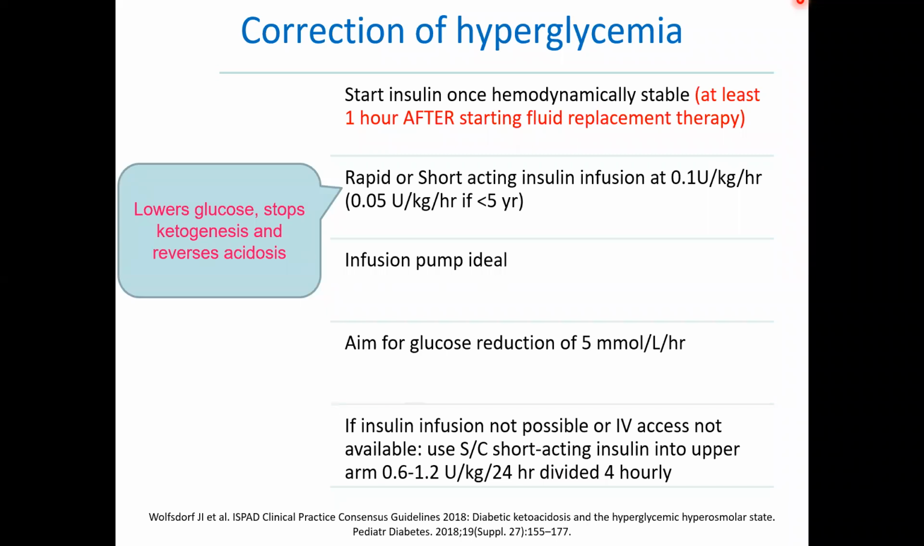And we aim for a glucose reduction of not more than 5 millimoles per liter per hour. So if you note that your blood glucose is dropping by more than 5 millimoles per liter per hour, then you need to add 5% dextrose to the solution. Now, if insulin infusion is not possible, or you're unable to get IV access, then you can administer subcutaneous short-acting or regular insulin into the upper arm, usually at 0.6 to 1.2 units per kg per 24 hours, divided 4 hourly.